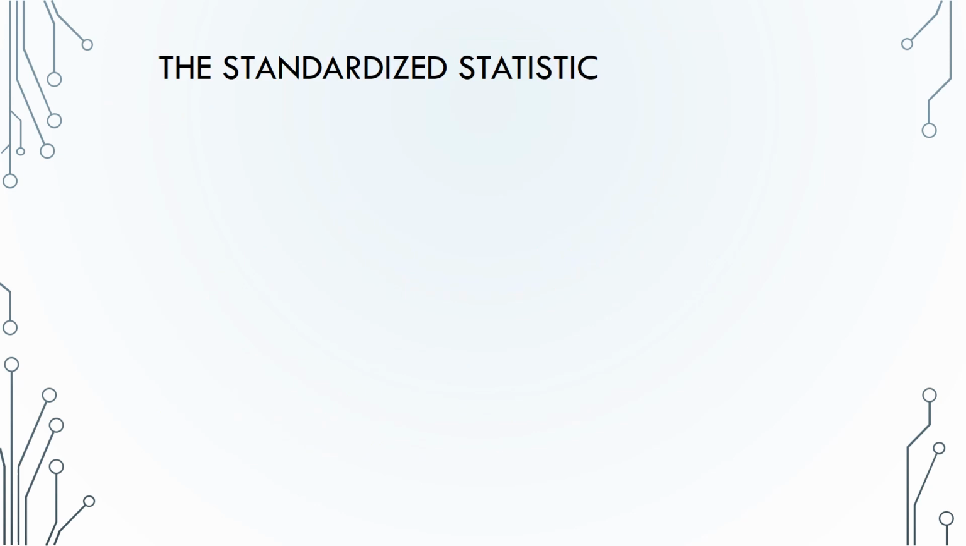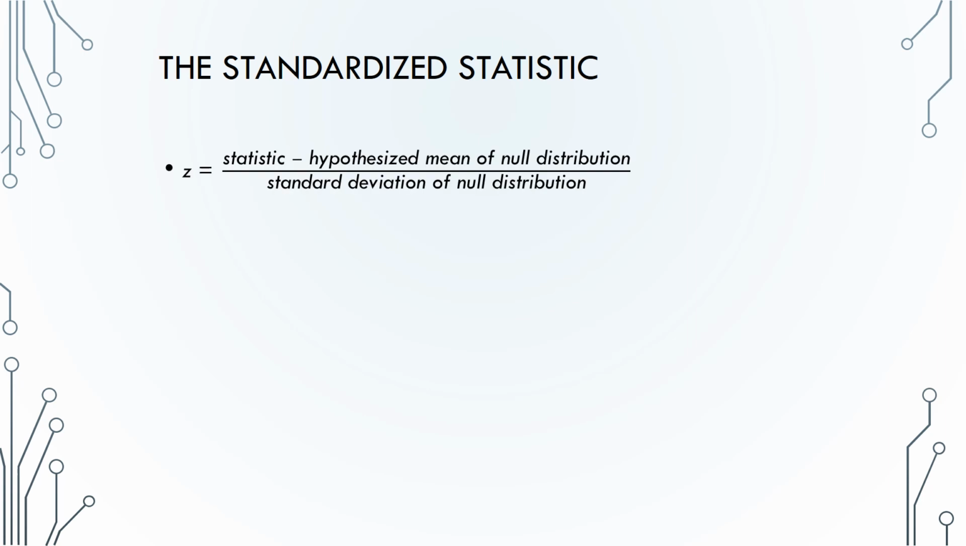So far, we have assessed strength of evidence either by simply comparing the observed data to the null distribution or by having the applet calculate a p-value. There is a third way, one we can calculate by hand, called the standardized statistic. For a single proportion, we will use the symbol z for standardized statistic. The z-value is calculated by finding the observed statistic minus the hypothesized mean of the null distribution, and then dividing that quantity by the standard deviation of the null distribution.